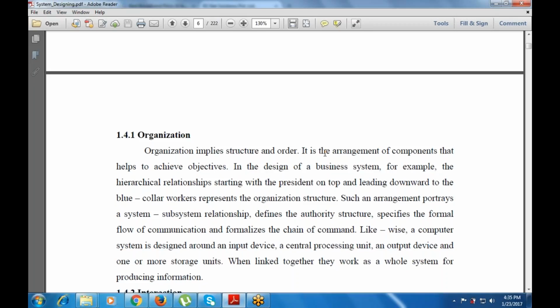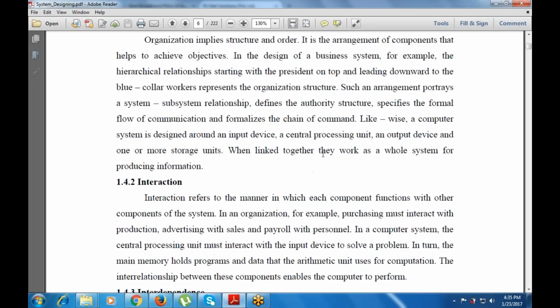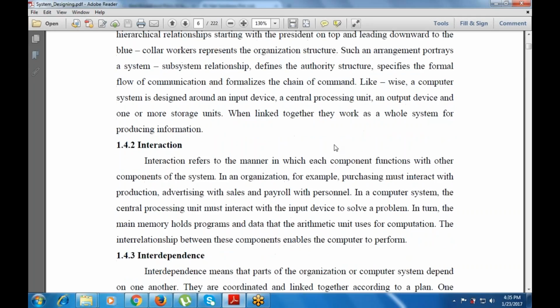Likewise, a computer system is well designed with the input device, CPU, output device, and memory unit, everything related with each other. That means that is also a system, interrelated with each and every component. Interrelated components are like input devices, the CPU, output devices, and storage units, and they also interact with each other. That is the organization example.